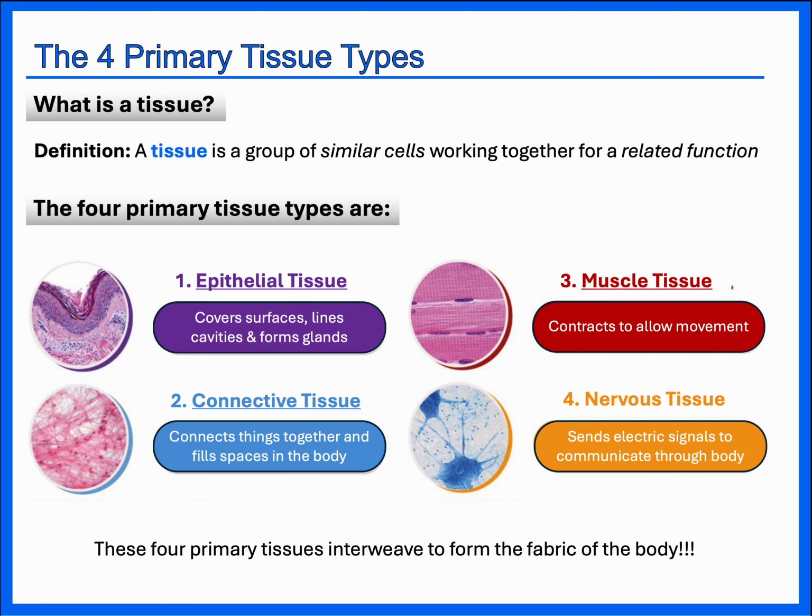Nervous tissue, you think of the brain right away, right? That has nervous tissue. And this sends electrical signals to different neurons, right? Or to a muscle to do things. So it sends a communication to do things, right? One thing that's important, these four primary tissues, right? They interweave with each other to form the fabric of the body.